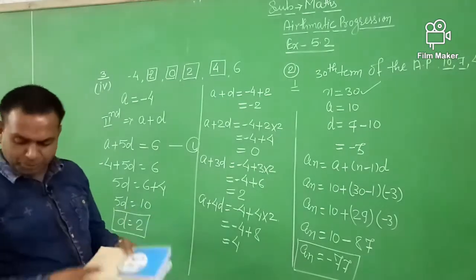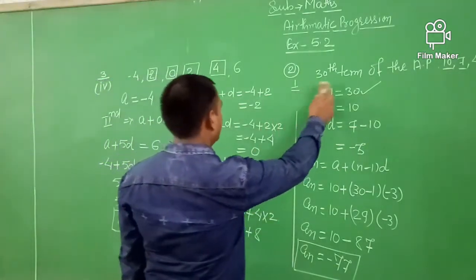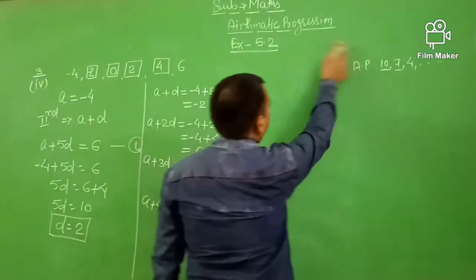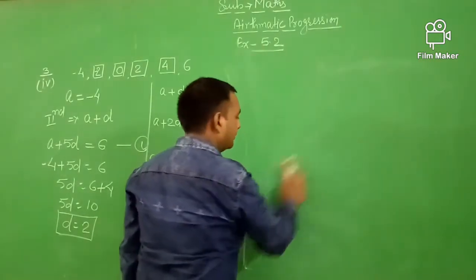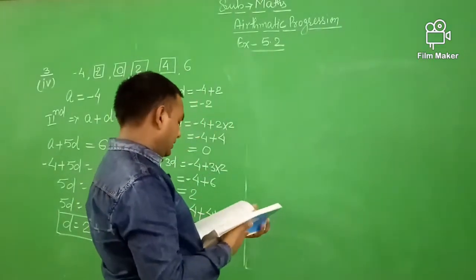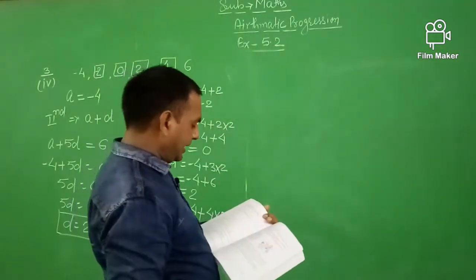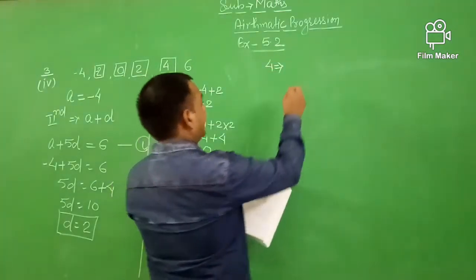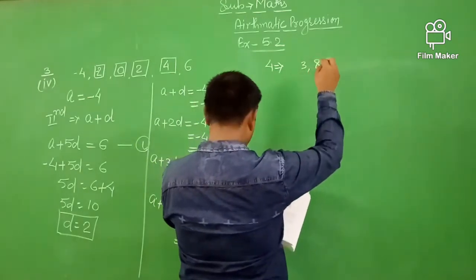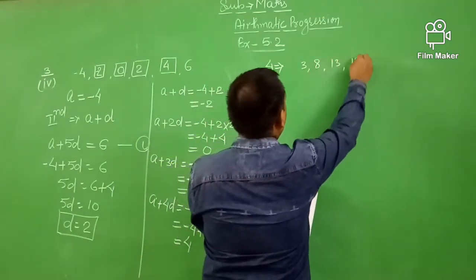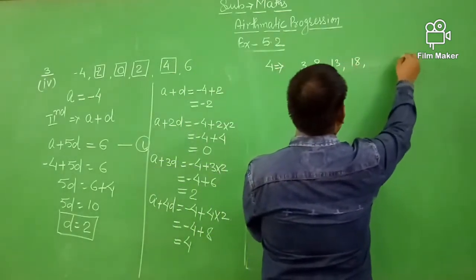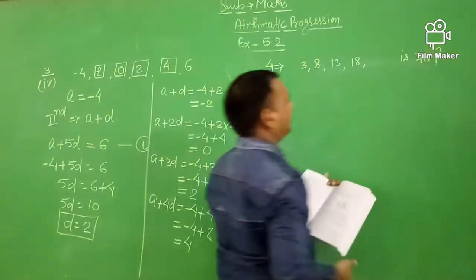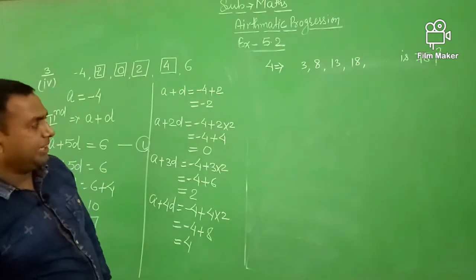Which term of the AP? Suppose this type of question is given, then how can you solve it? Here the question is: which term of the AP 3, 8, 13, 18 and so on is 78? This is question number 4.